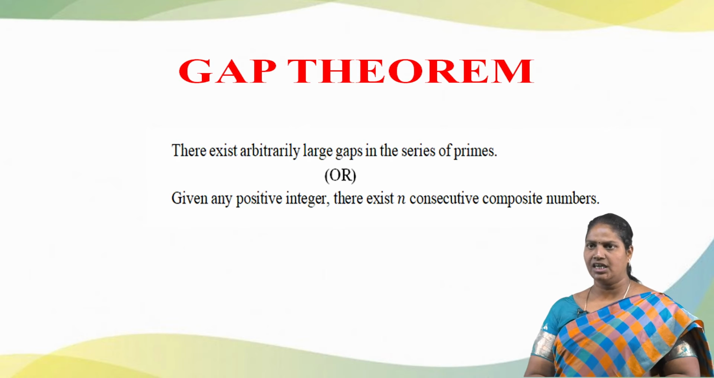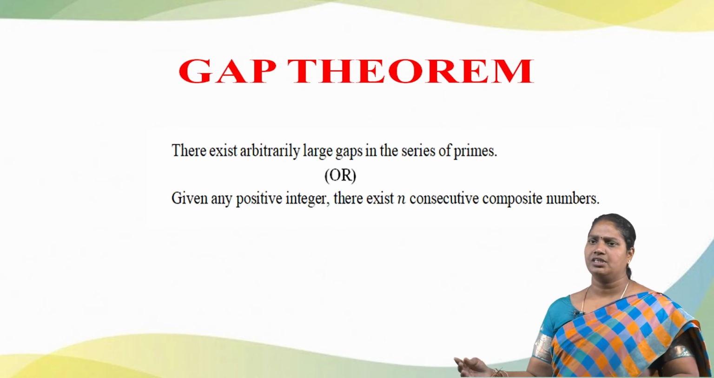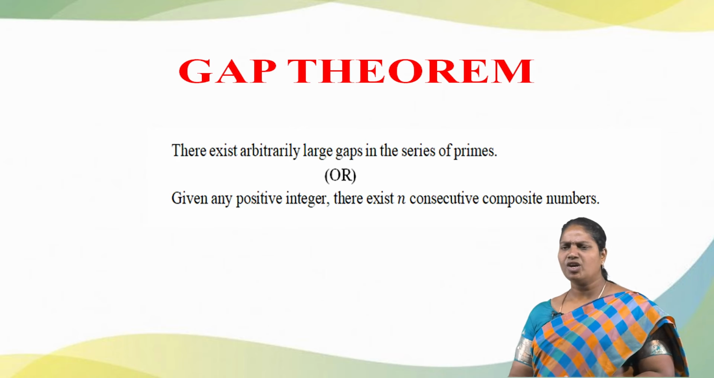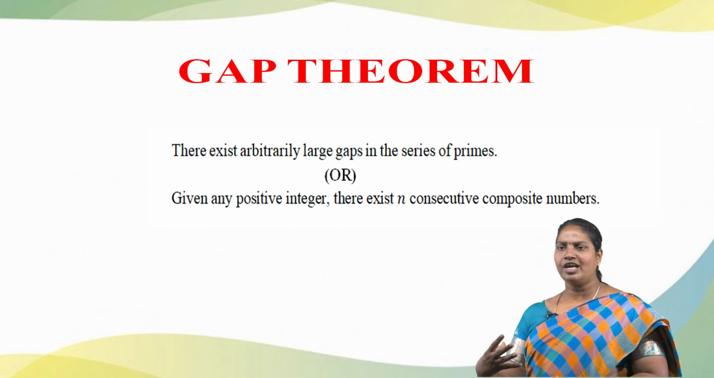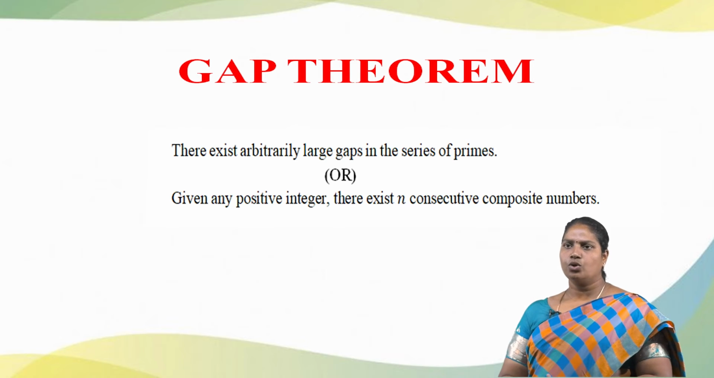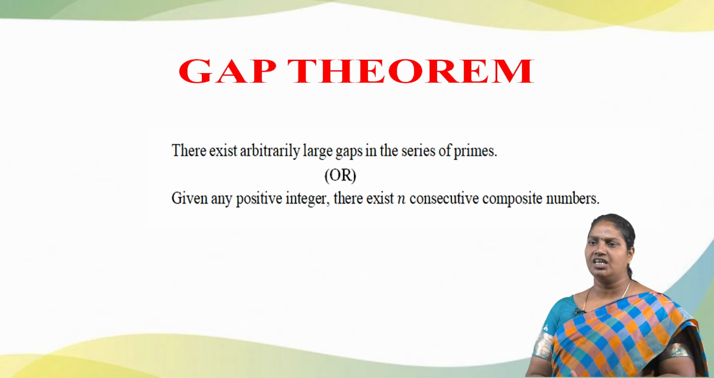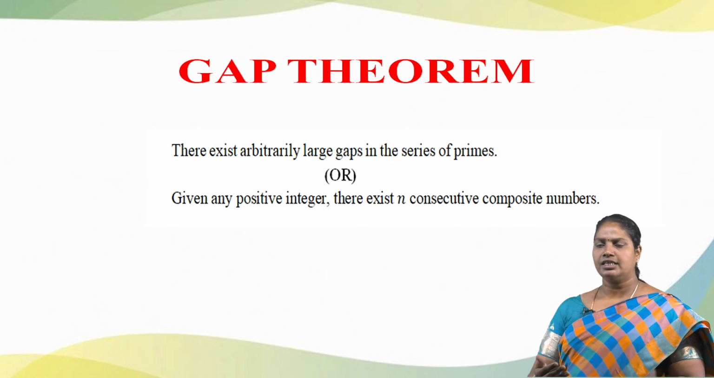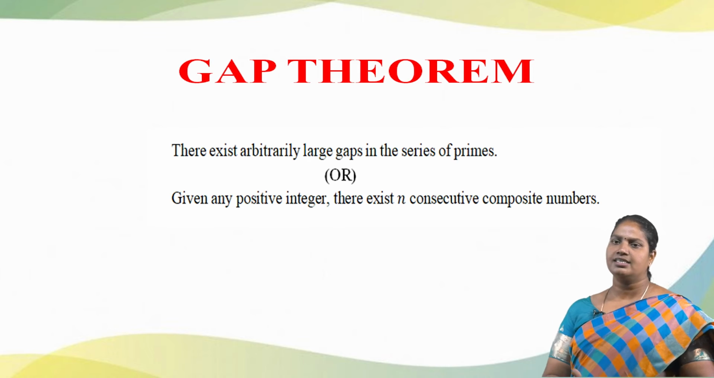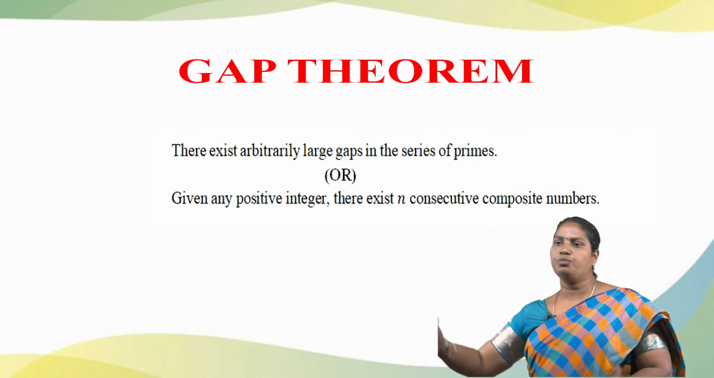So now we will see the gap theorem. That is, there exist arbitrarily large gaps in the series of primes, because our ultimate aim is to find how many large primes there are, what is the largest prime, what is a prime numbers list, how it behaves. So here is a theorem. It tells that there exist large gaps between the primes. That is, it can be restated as: given any positive integer n, there exist n consecutive composite numbers.